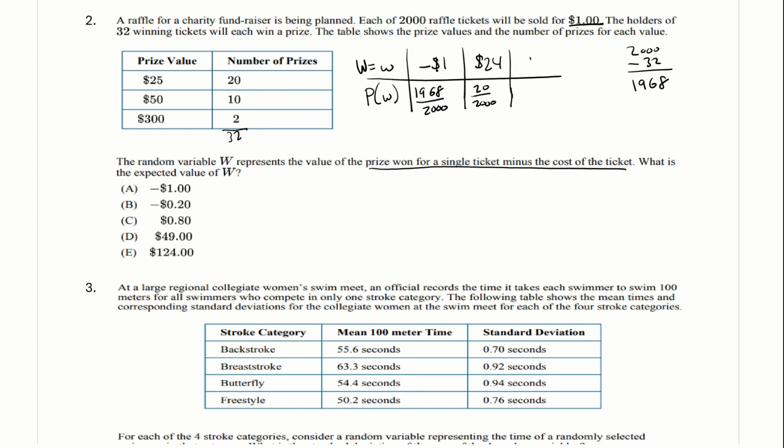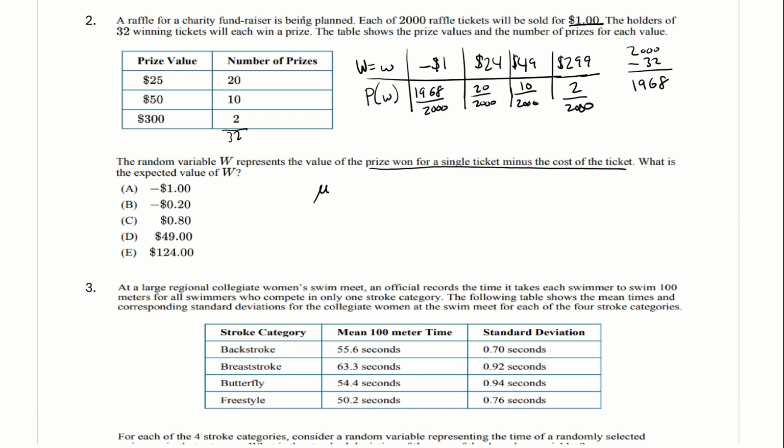And then we got $50, so $49, so 50 minus 1, but then there's 10 tickets out of 2,000. And then the last one is $300 that you win, so $299 because you're paying for the ticket. And then we got 2 out of 2,000. All right, so that's your probability distribution, and then we could just calculate the expected value, right?